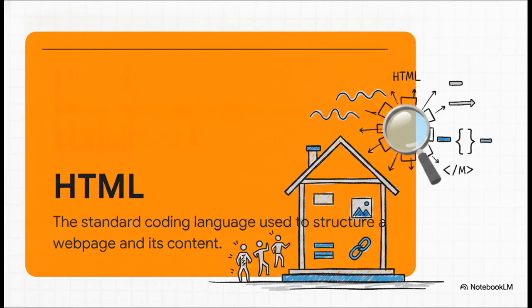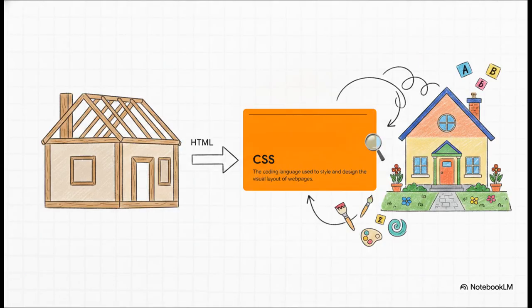It creates that essential, rock-solid structure holding your text, your images, and your links right where they need to be. But a bare skeleton of a house isn't exactly cozy or nice to look at, is it? That is where our second material steps in. Enter CSS, or cascading style sheets. If HTML is the wooden frame, CSS is your fresh coat of paint, the cool interior decor, the landscaping out front. It's the coding language used to style and design the visual layout of your page. CSS brings in the vibrant colors, changes up the fonts, and takes that raw HTML structure and makes it actually look amazing for whoever is visiting your site.